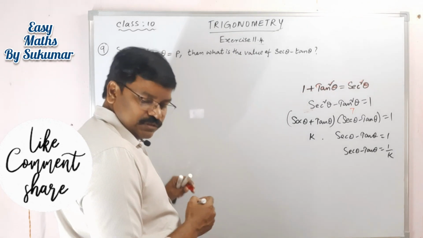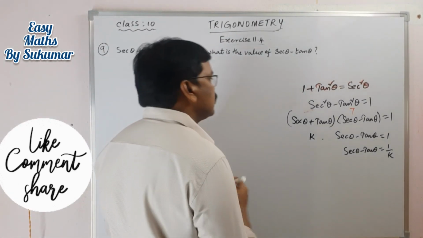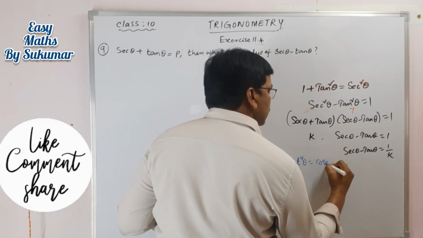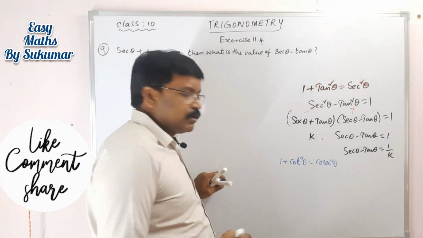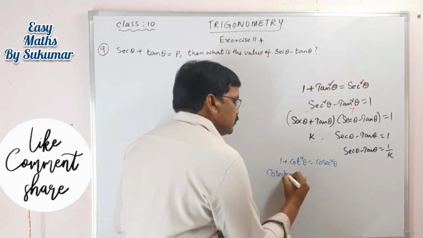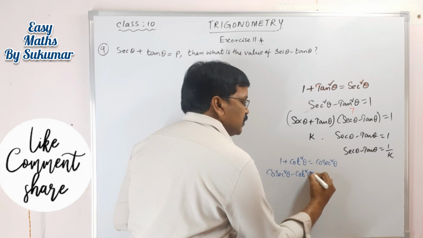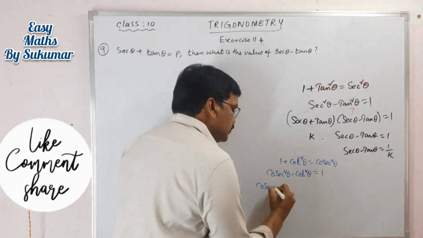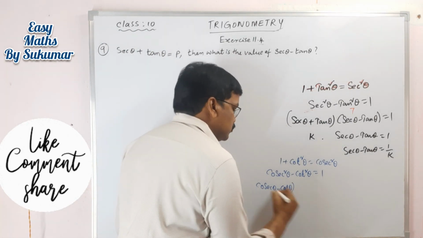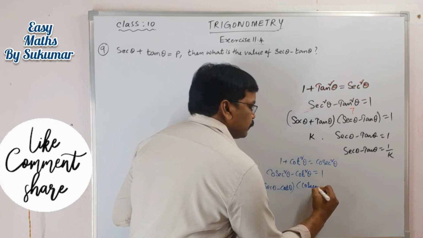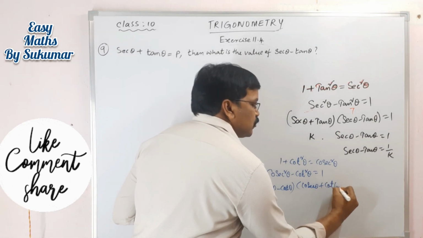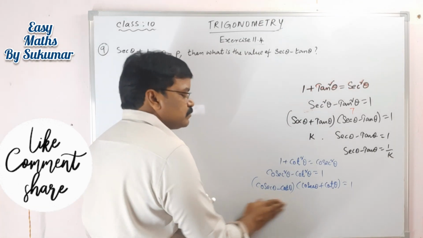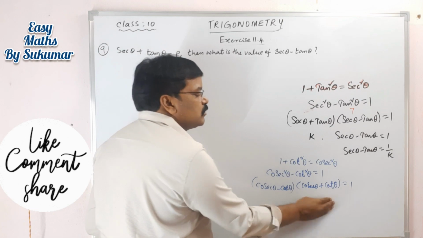Similarly, my dear students, 1 plus cot square theta is equal to cosecant square theta. We can also write cosecant square theta minus cot square theta is equal to 1. So this is a square minus b square, that means (cosecant theta minus cot theta) times (cosecant theta plus cot theta) is equal to 1. See, if this value is some small m, what about cosecant theta plus cot theta?